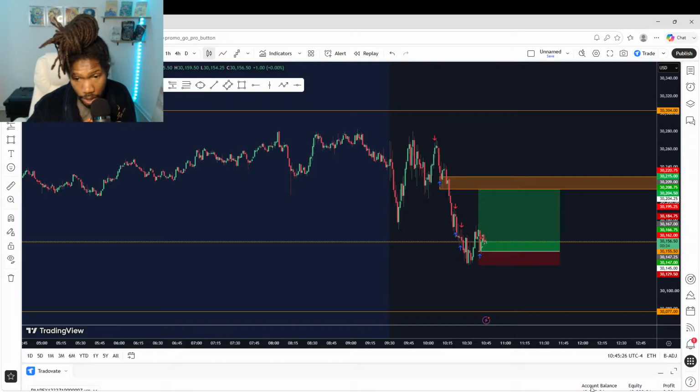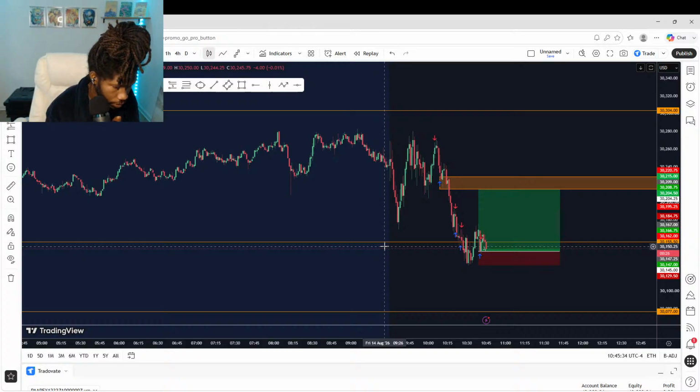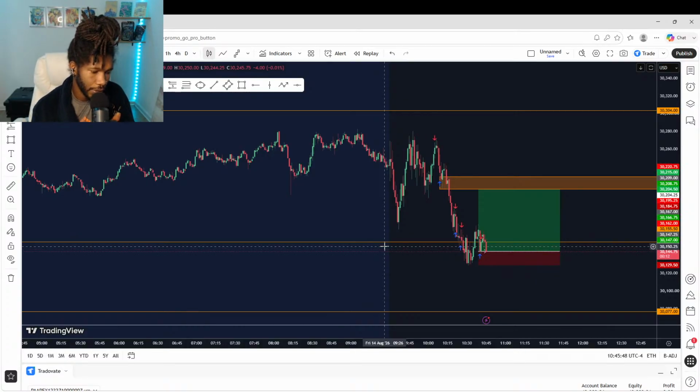Honestly, it might do that again. It might do a nice little retest because this is just a little stop hunt for that hour time frame. Should we re-enter? If nah, let's not do it to ourselves. The entry is right there though.